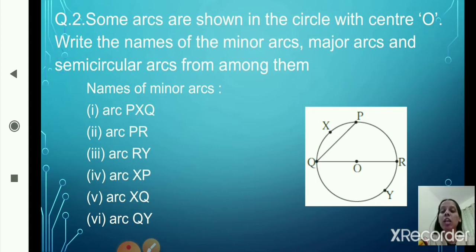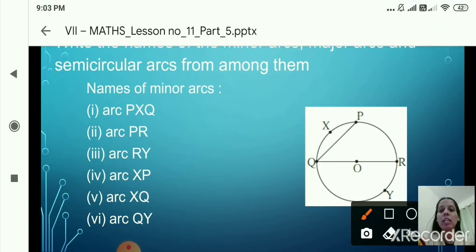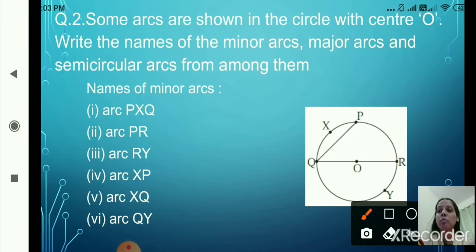Now first we'll write down names of minor arcs, the smaller arcs. So we'll start now. As you can see here, the names of the minor arcs, the first one is arc PXQ. See this arc PXQ. Next, arc PR, this arc. Next arc RY, this. Next arc XP, see this. Then arc XQ, this one, and the last one arc QY. So in this way we will write down the names of the minor arcs, the smaller arcs.